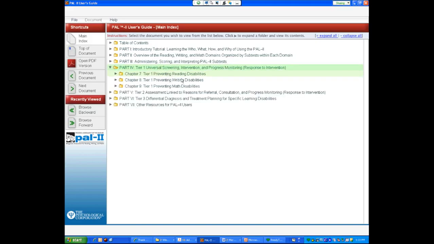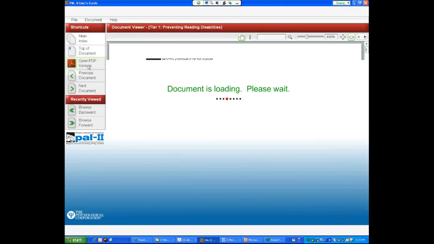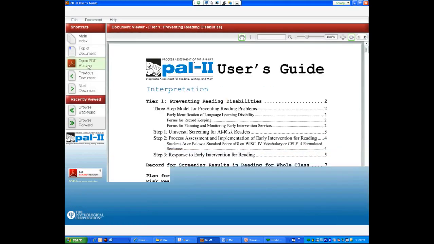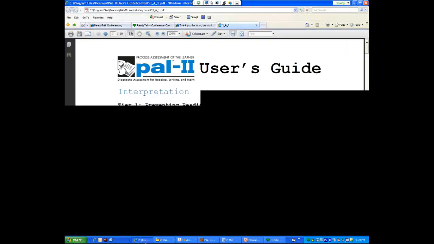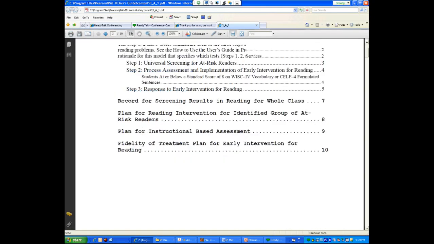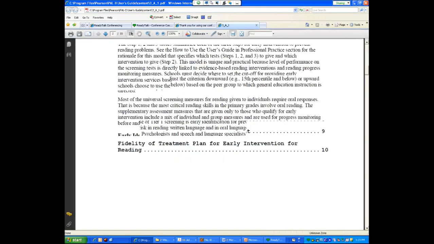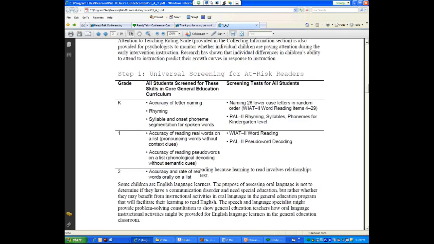The first is preventing reading disabilities. Then there is the writing disabilities, the math disabilities. So I'm just going to pull this one up, and then I want to open up a PDF version of it because it makes it easier to see, I think. Then that's going to click down here. So this is the PDF version of that one. And what I just showed you in terms of the skills we expect students to master at different grade levels is included. I pulled it from this document.